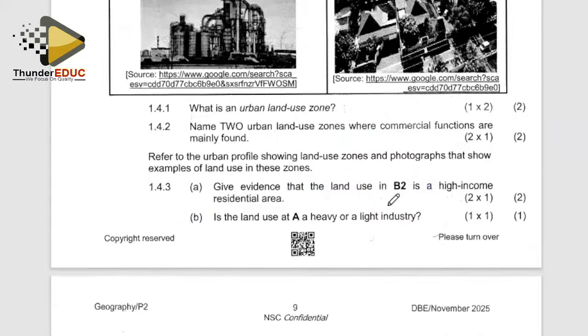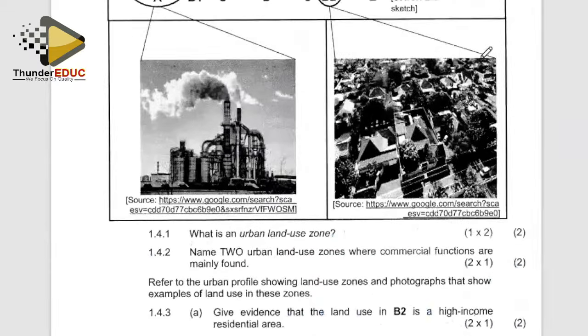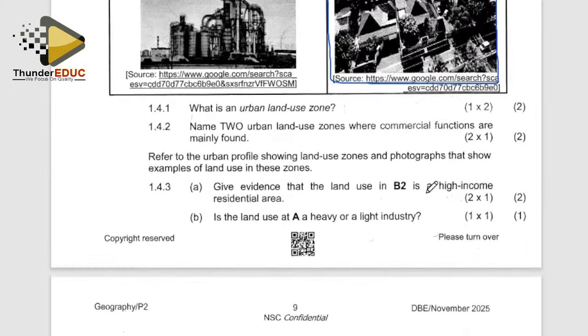Refer to the urban profile showing land use zones and photographs that show examples of land use in these zones. Give evidence that the land use in B2 is a high income residential area. We want to use the evidence here. This is where B2 is. Use the evidence to support that this is a high income area.